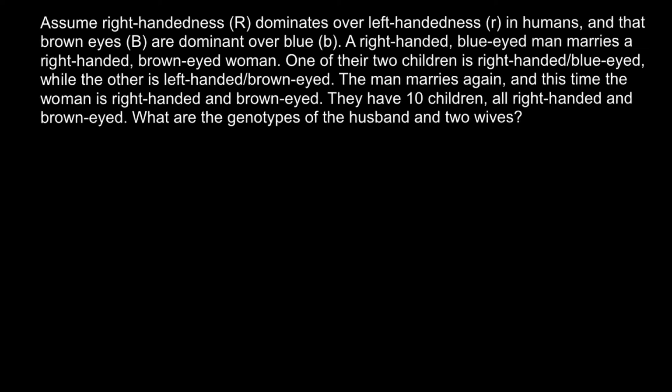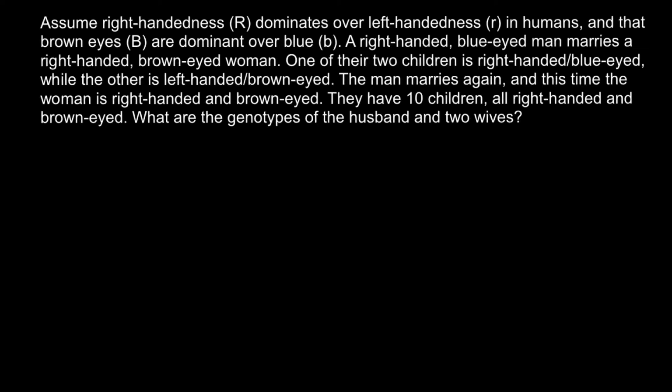Today's problem is: assume right-handedness dominates over left-handedness in humans, and that brown eyes are dominant over blue. A right-handed blue-eyed man marries a right-handed brown-eyed woman. One of the two children is right-handed blue-eyed, while the other is left-handed and brown-eyed.